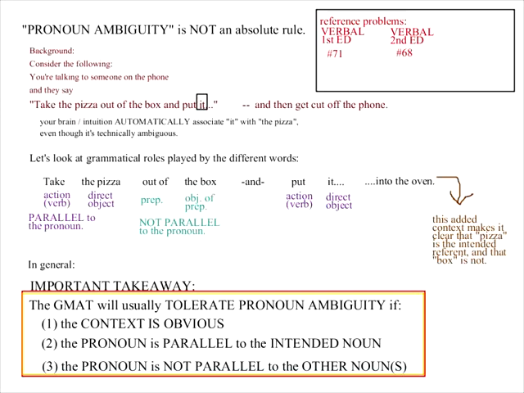This problem is pronoun ambiguity that does not work. And then if you want an example of a problem with acceptable pronoun ambiguity, you can go to number 21 in the new edition, which is number 19 in the old edition. So that's 19 or 21, depending on which book you have. And this is another example of acceptable pronoun ambiguity.